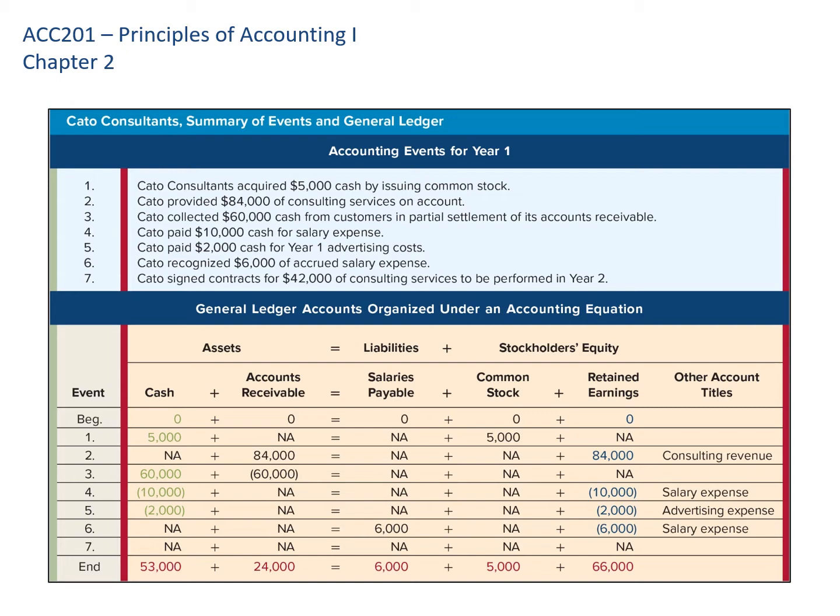Last transaction, they sign a contract for some future business. That's not an economic transaction. It didn't change the economic position of the company. So let's take a look now at the financial statements that would flow from this, because we've got everything we need here to be able to do the financial statements for the company.